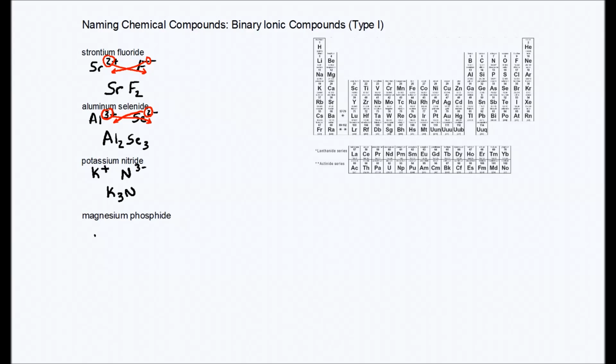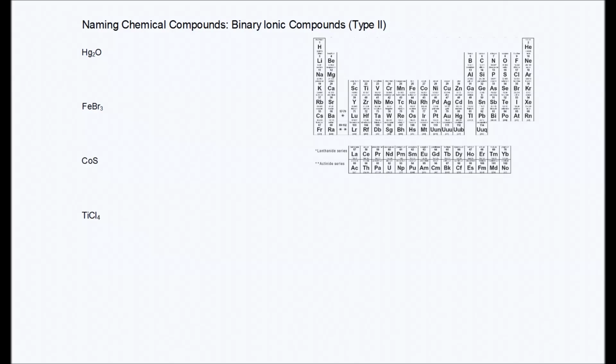Magnesium phosphide. Magnesium, Mg. According to this, in ionic compounds, it has a 2+ charge, so Mg 2+. Phosphide is phosphorus. In ionic compounds, it has a -3 charge. And so crossing the charges, I end up with Mg3P2. So that's how you go from name to formula in binary ionic compounds of type 1.